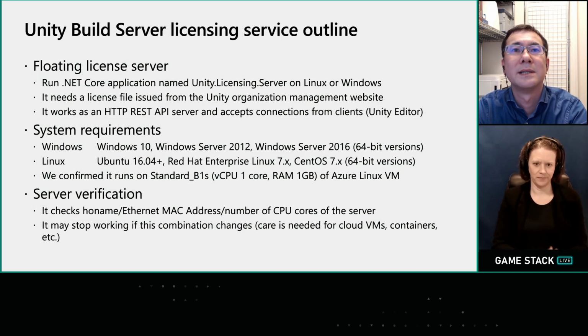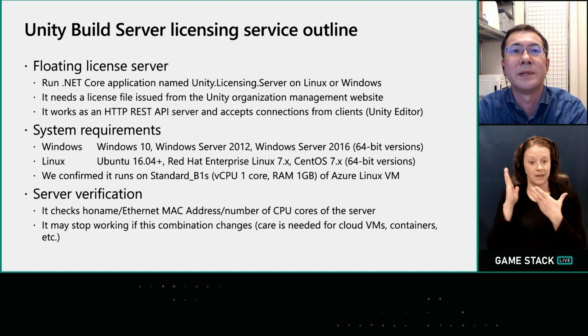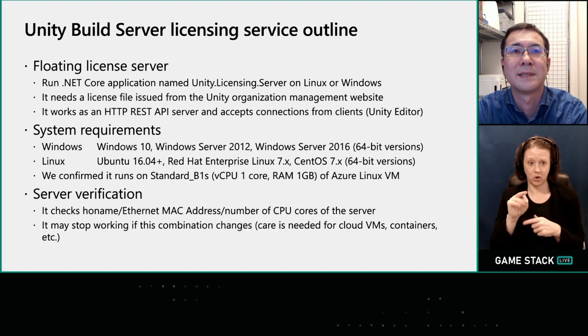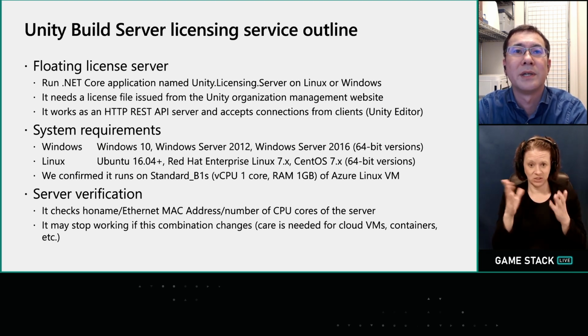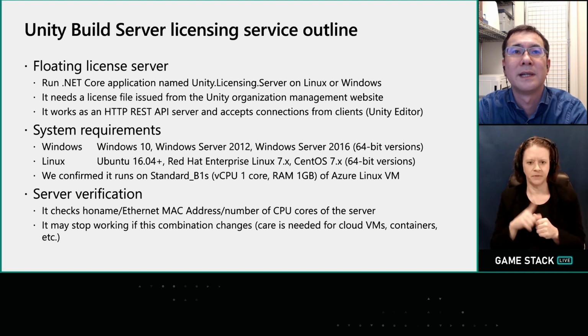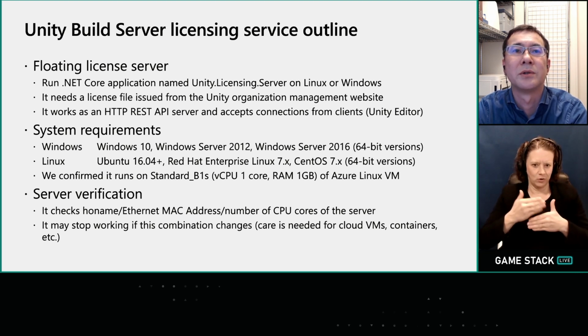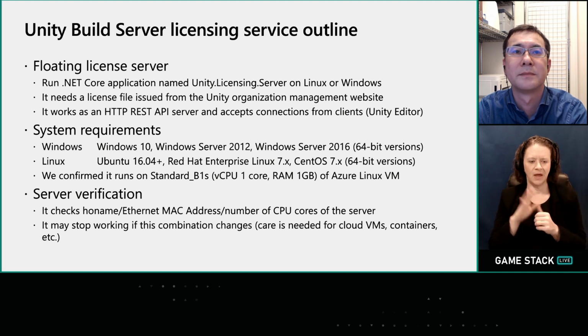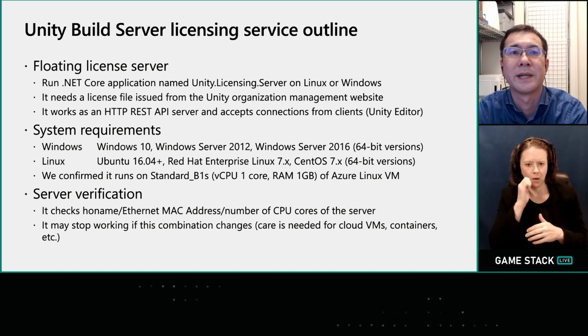And here's the outline of Unity Build Server licensing service. As I said, you need a server machine. Either Linux or Windows will do. The license server is a .NET Core application named unity.licensing.server. It's a simple HTTP REST API server that can run on common OS versions and trivial hardware specs.